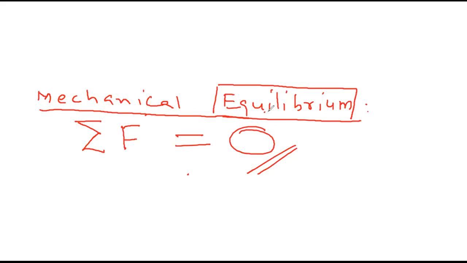When net force acting for a system of bodies is zero, then the system is said to be in mechanical equilibrium. The system is said to be in mechanical equilibrium.